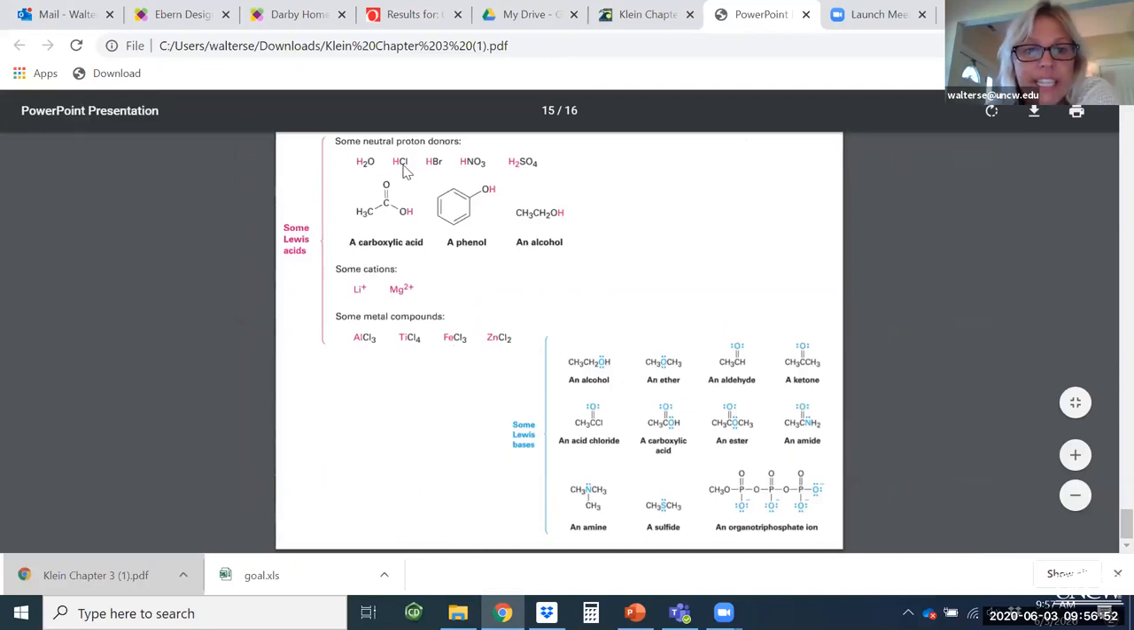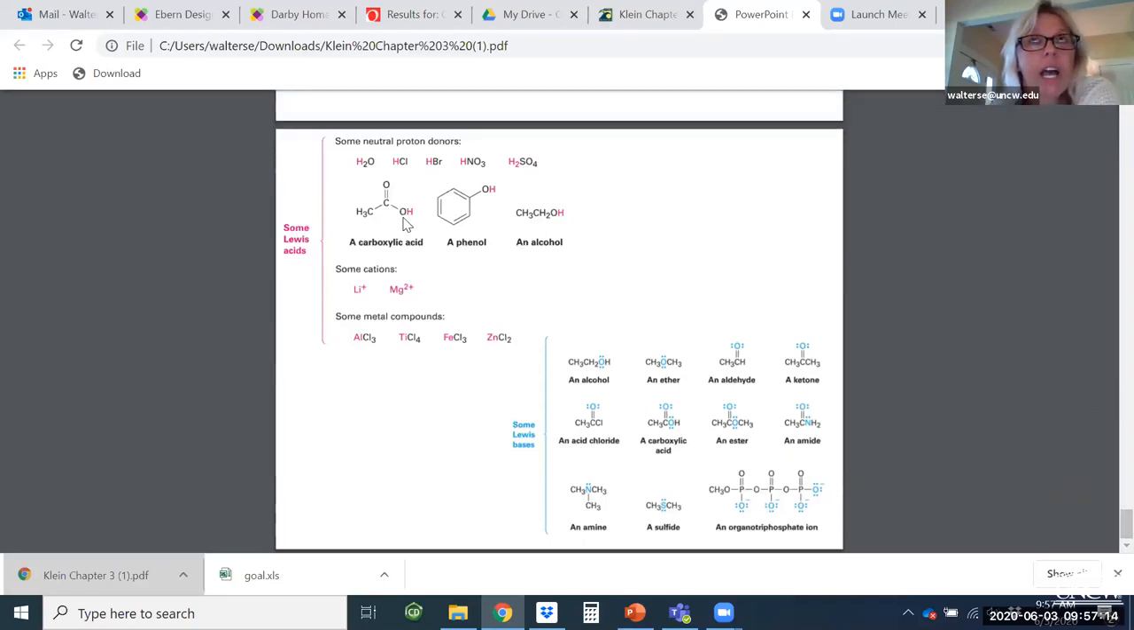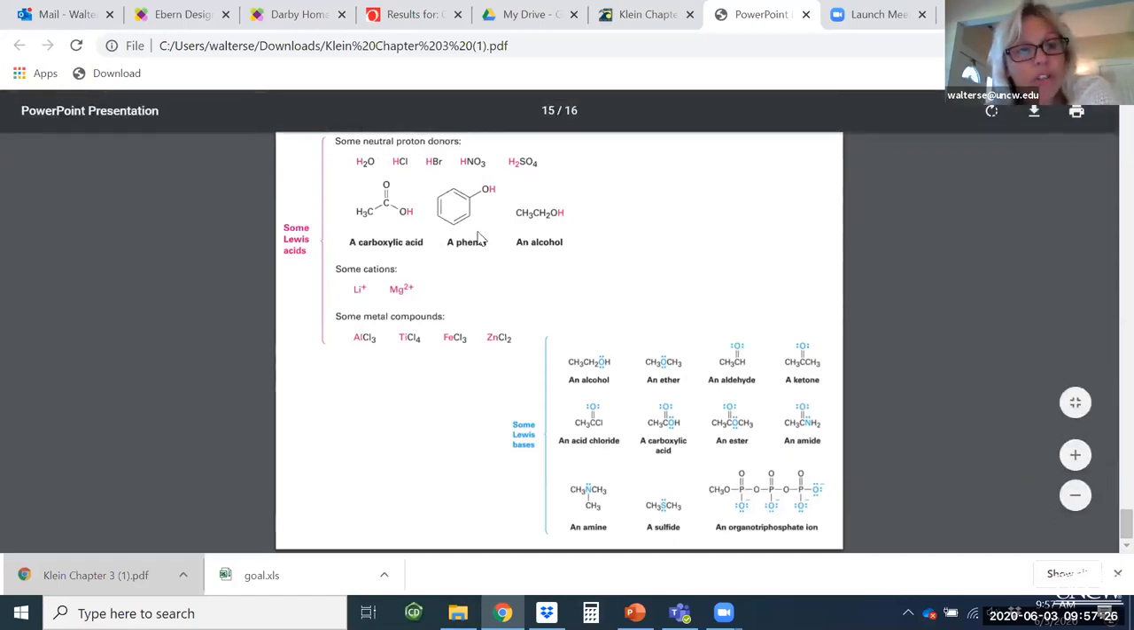So you can see things like HCl, HBr, HNO3. Those are all proton donors, which means they could be described by the Bronsted-Lowry method. Carboxylic acids, phenols, and this alcohol. But all of those hydrogens that are in red are polar and partially positive in these structures, which means their 1s orbital is empty or mostly empty, and therefore they're also Lewis acids.